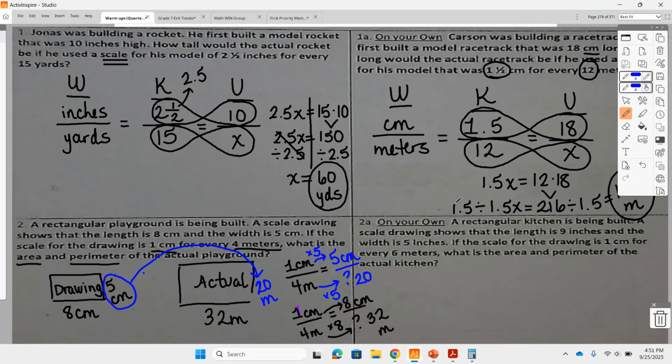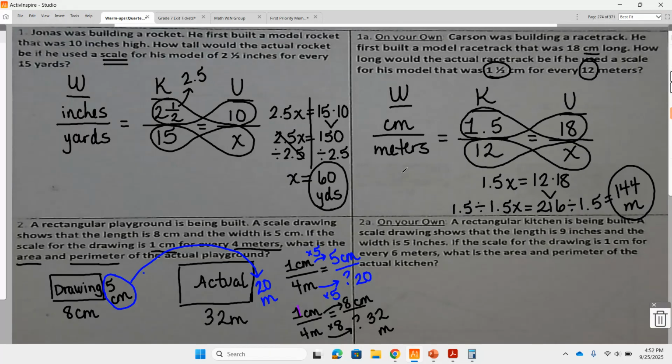Okay, so we're not quite done at that point. We also need to make sure that we read the question to get the area and the perimeter of the actual figure. So remember that the area we get by doing length times width. So for this one would be 32 times 20, which is 640 meters squared.